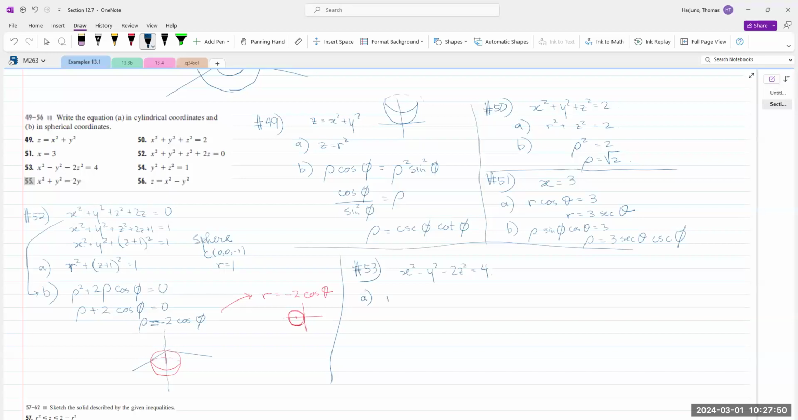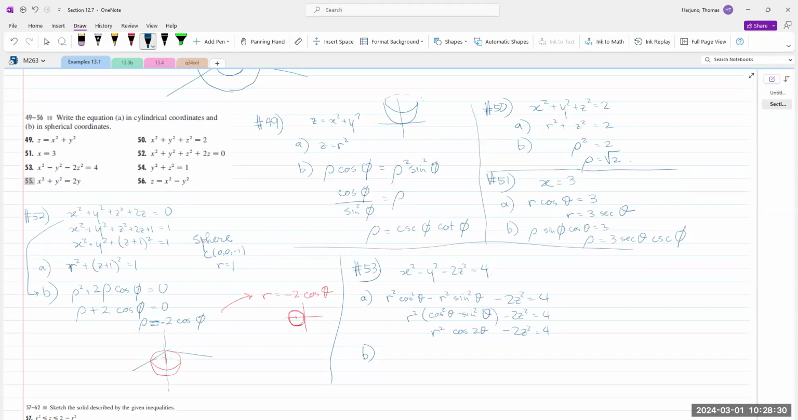So this one here, this is r squared cosine squared theta minus r squared sine squared theta minus 2z squared equals 4. This is r squared times (cosine squared theta minus sine squared theta) minus 2z squared equals 4. This is r squared cosine 2 theta. I hope you remember that. So this will be the equation in two-dimensional cylindrical.